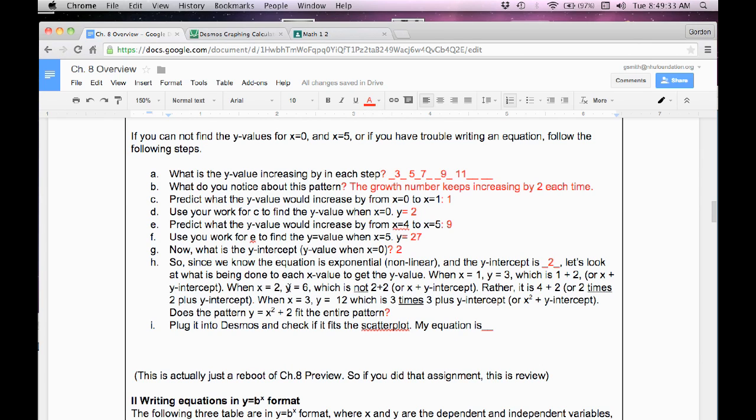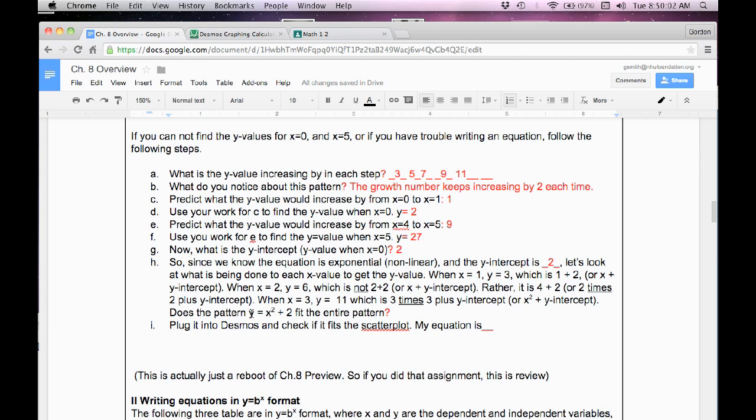When x equals 2, y equals 6, and that is not 2 plus 2. So it's not x plus the y-intercept. Rather, 6 is more like 4 plus 2. And that 4 is 2 times 2 plus the y-intercept of 2. And when x equals 3, y equals 12, which actually should say 11. Oh boy. When x equals 3, y equals 11, which is 3 times 3 plus the y-intercept. So what we have here is x squared plus the y-intercept.